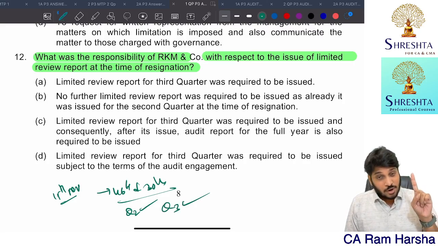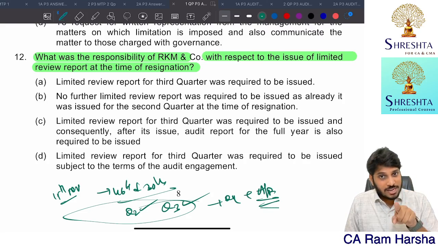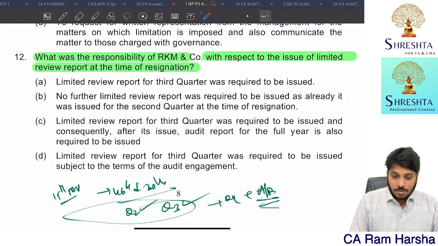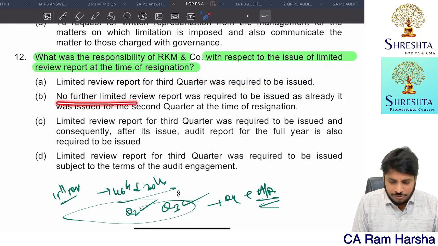And the LODR guidelines clearly say an auditor who gave a limited review report for 3 quarters must issue a review report for the 4th quarter, must issue the annual audit report also, and then only resign. And now you see, a limited review report for the 3rd quarter was required to be issued. Of course, it is correct. We'll see. No further review report was required.